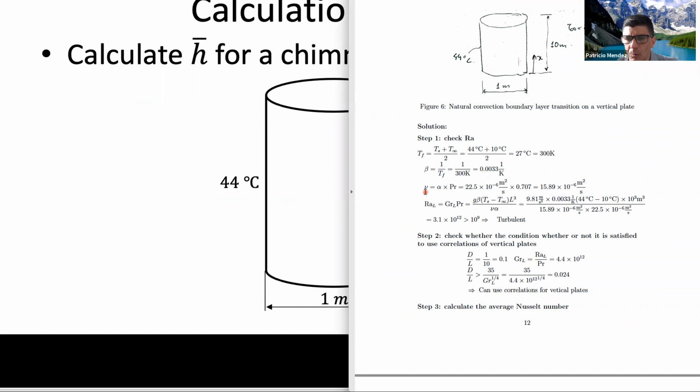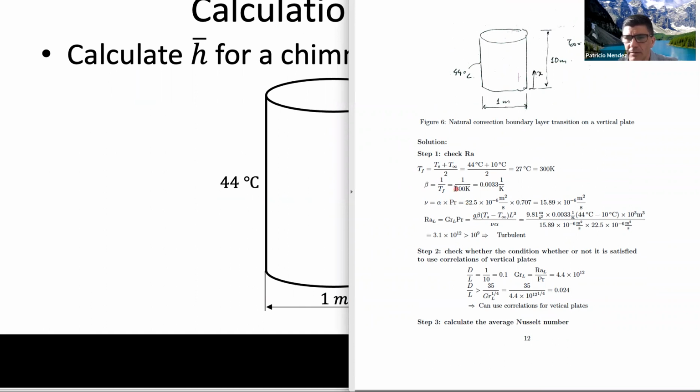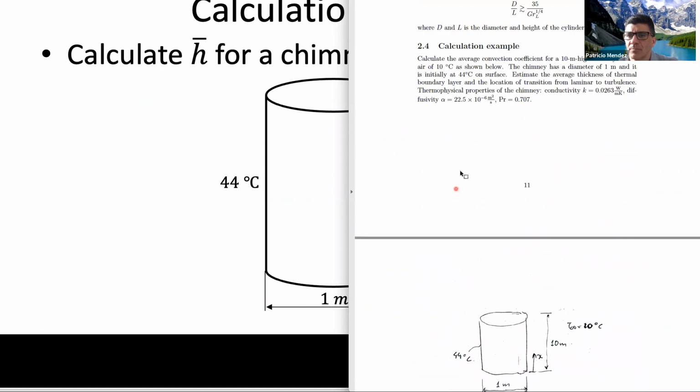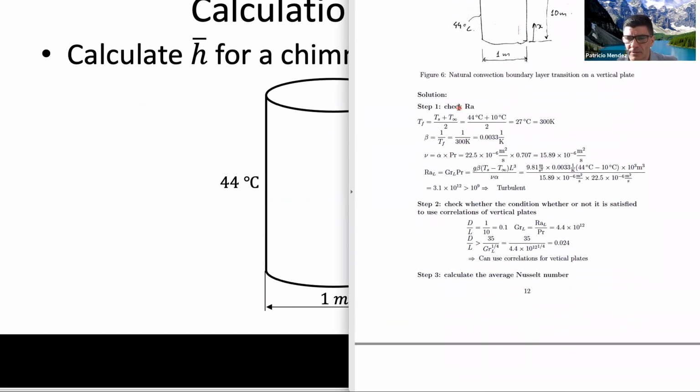So we got beta, we get the kinematic viscosity because we were just given the Prandtl number and thermal diffusivity. So alpha times Prandtl will give us kinematic viscosity. And with this, we can calculate the Rayleigh number. So that is this expression that you cannot possibly memorize, but it is in the formula sheet that I uploaded. And it is in the book or in the slides all over the place.